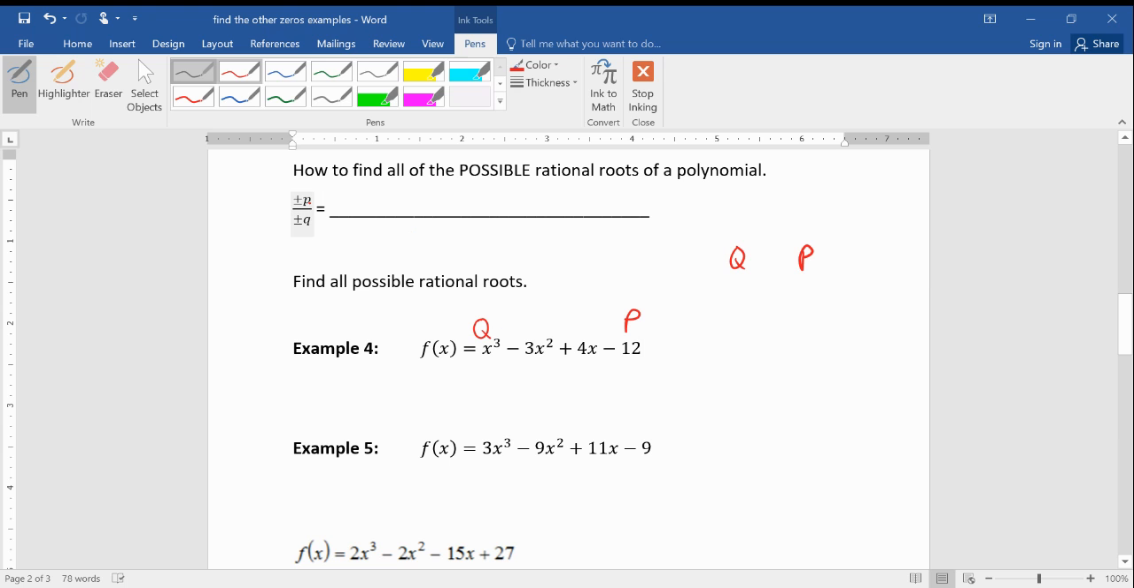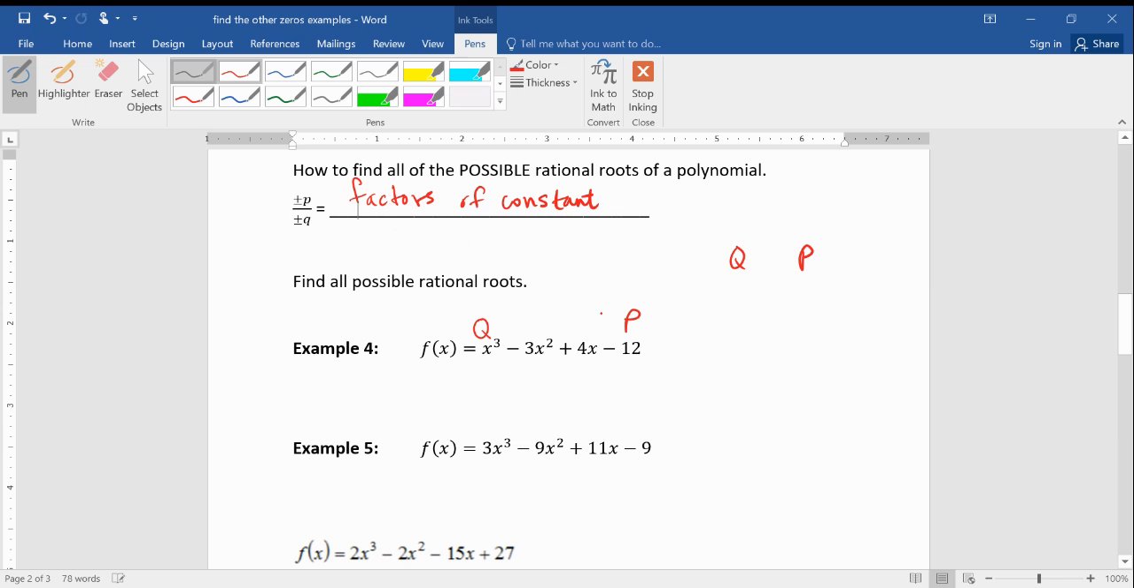All right, P and Q are the letters assigned to certain parts of this polynomial that help us figure out what it is we're trying to look for the factors of. So P is on the top of this fraction, and P is your constant. So I definitely would write this down or get those notes out from last semester for this part if you need, and you can add to it.